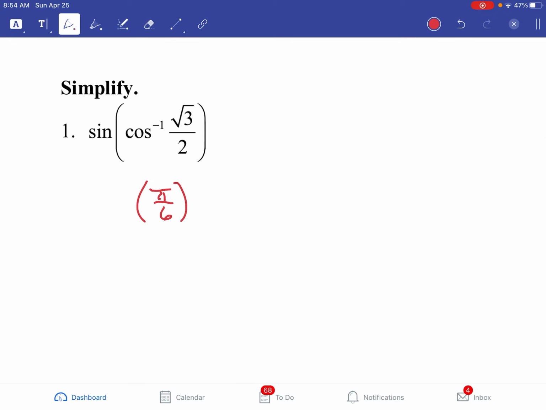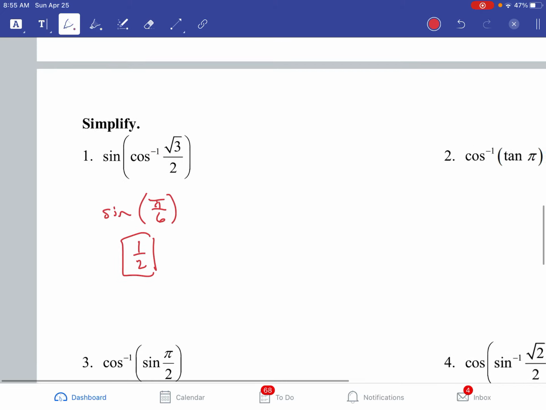Then we have the sine of pi over 6. So again, what we're going to do is look at the pi over 6 values and find the y value, because that's what sine is, at pi over 6. And sine of pi over 6 is 1/2. So you're going to be able to go back and forth using the unit circle and the values that are on it to find the answer.